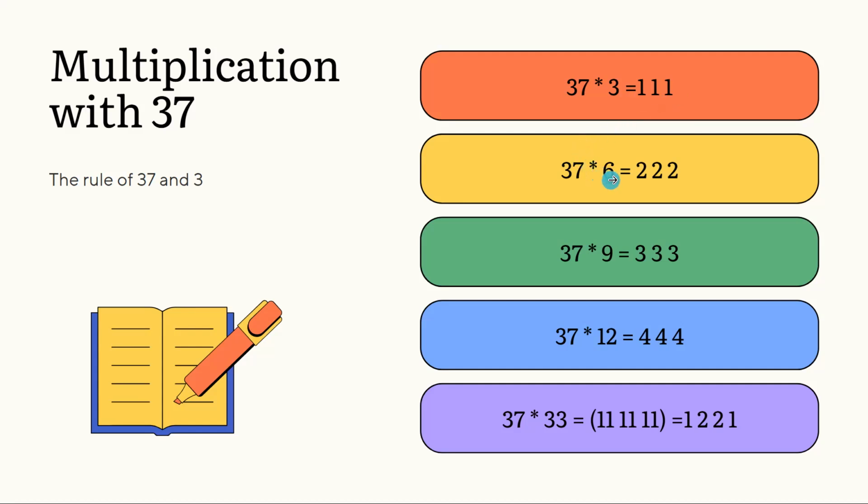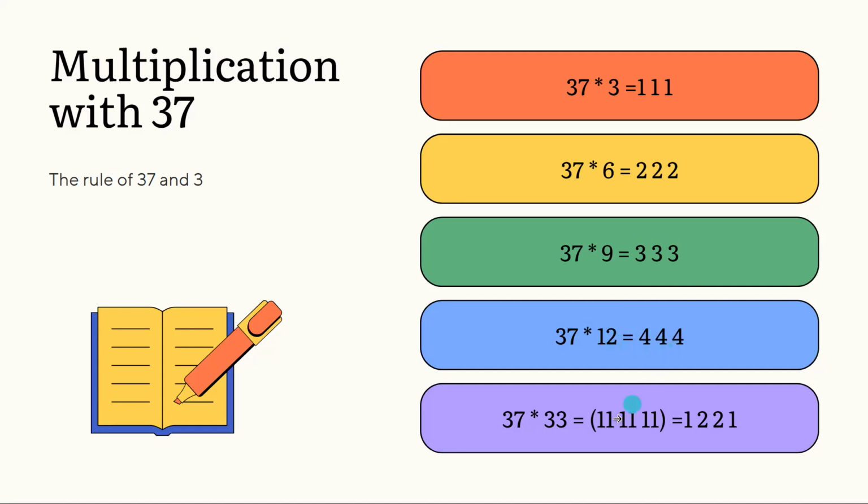Similarly, 37 into 6: 6 divided by 3 is 2, and you need to write it 3 times, so 2 2 2, which is triple 2. And 37 into 9: 9 by 3 is 3, which has to be replicated 3 times, so that is 3 3 3, and that way I think you get the picture. 37 into 12: 12 divided by 3 would be 4, so that will be replicated 4 times.